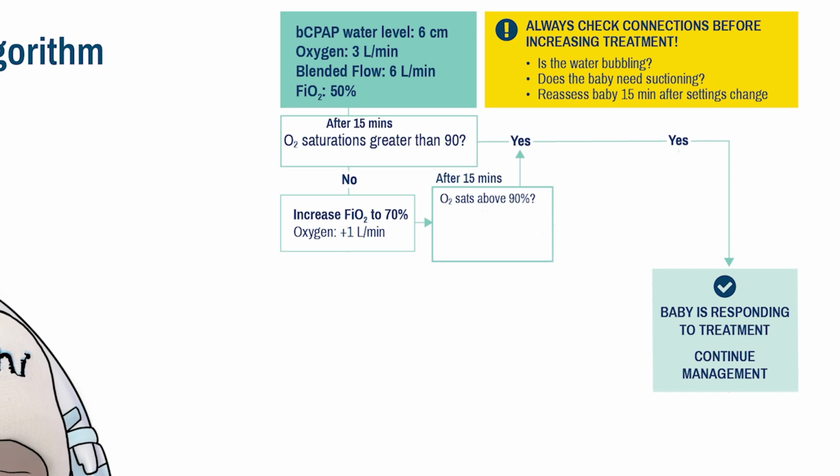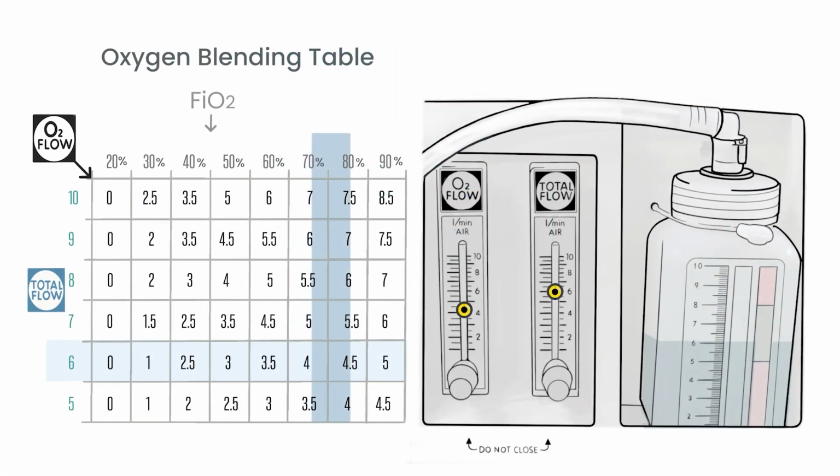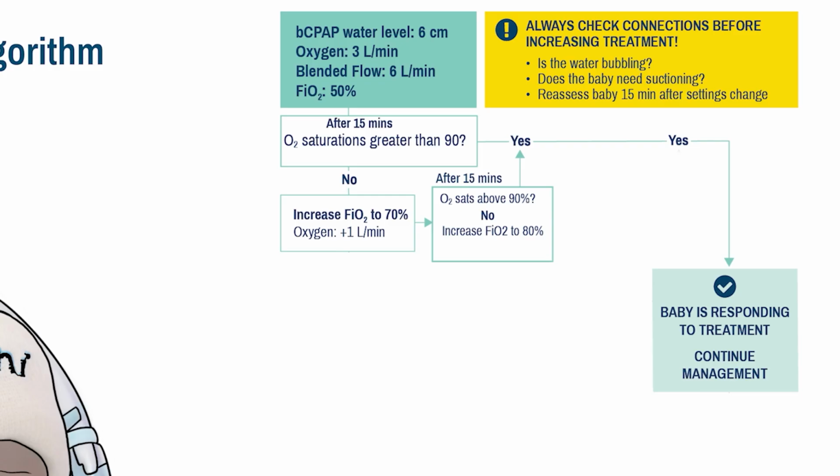But if the saturation is below 90%, we need to once again increase the oxygen flow, this time to get 80% FiO2. This means putting the oxygen flow meter up to 4.5 liters per minute. Once again, check 15 minutes later. If the saturation has still not reached 90%, then you should increase treatment again.